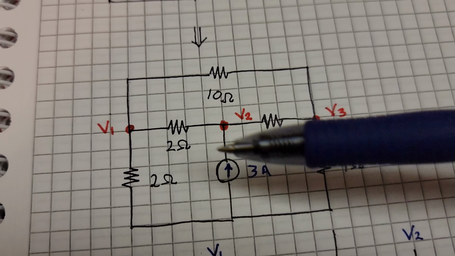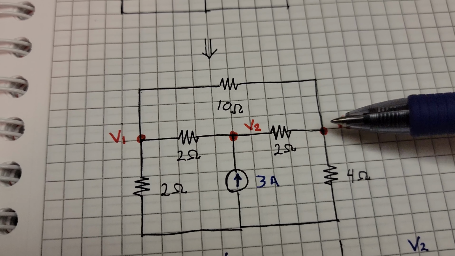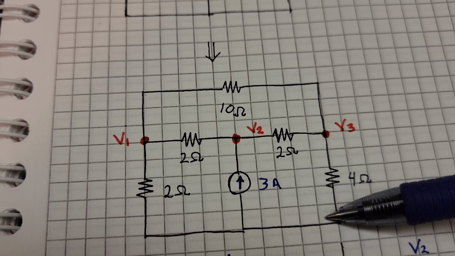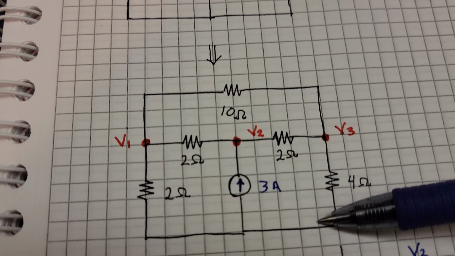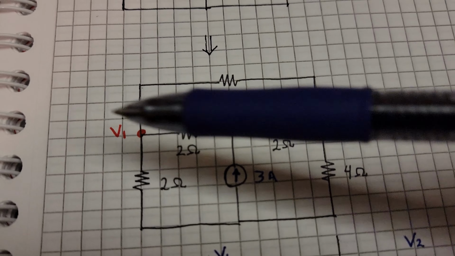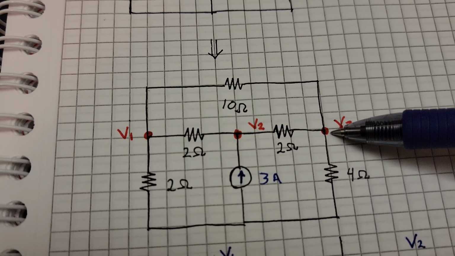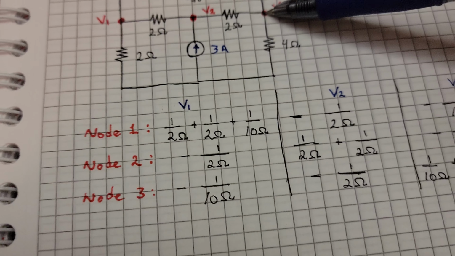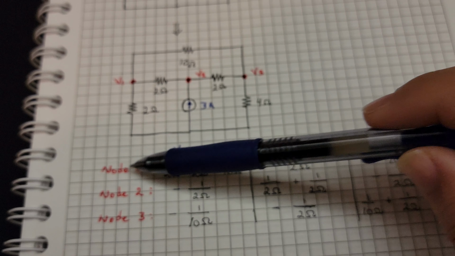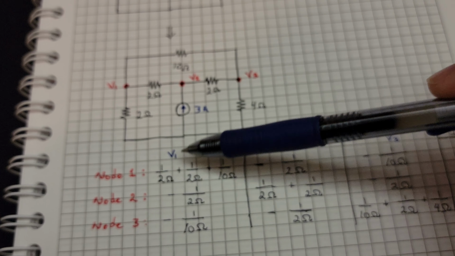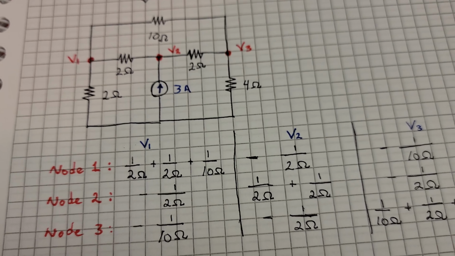Okay, here we can identify 4 nodes, of course, 1, 2, 3, and ground. But we are not really interested in ground because it's the reference frame. Then we have here the 3 nodes, B1, B2, and B3. Then we're going to fill the matrix here. Okay, then we start with node 1, node 2, node 3, and voltage 1, voltage 2, and voltage 3.